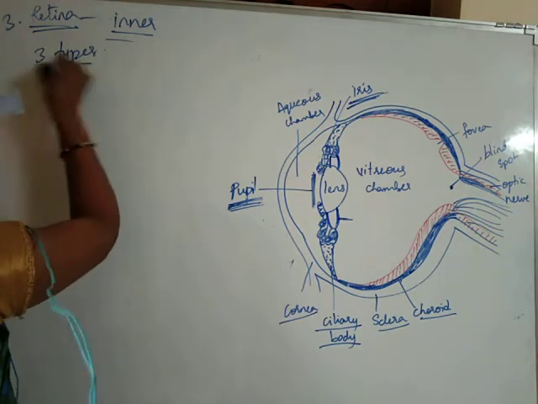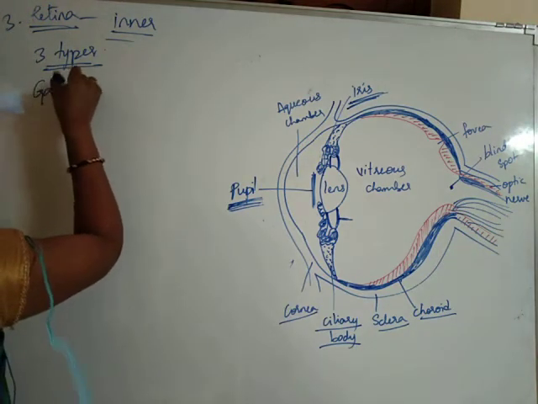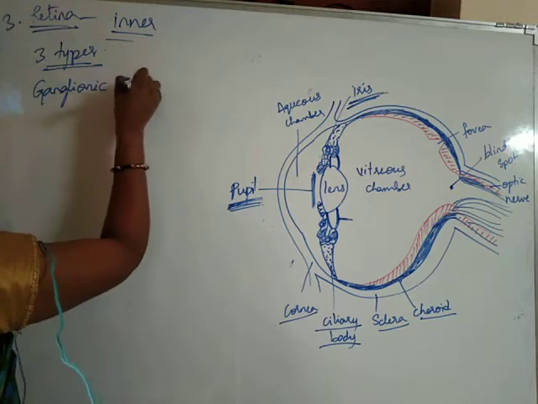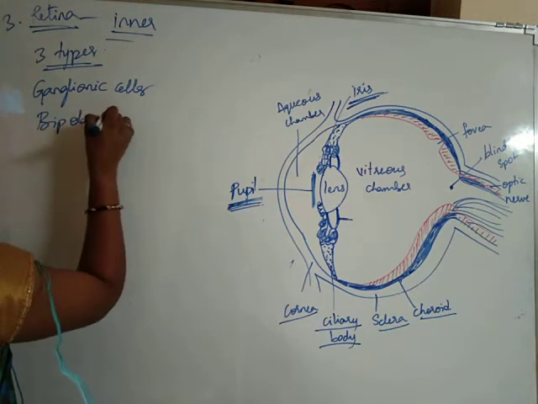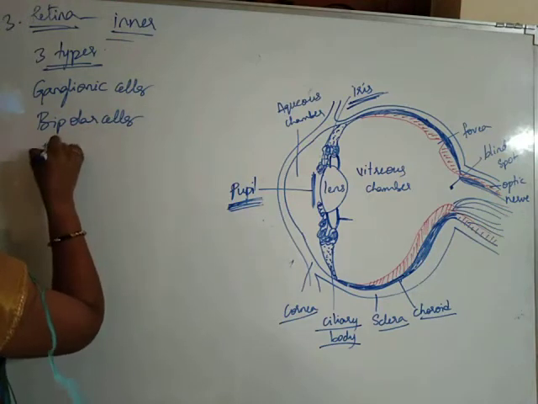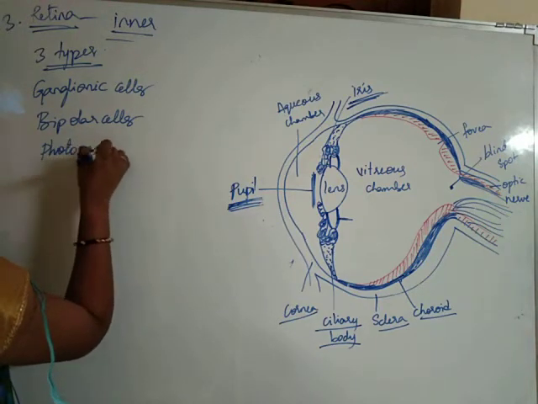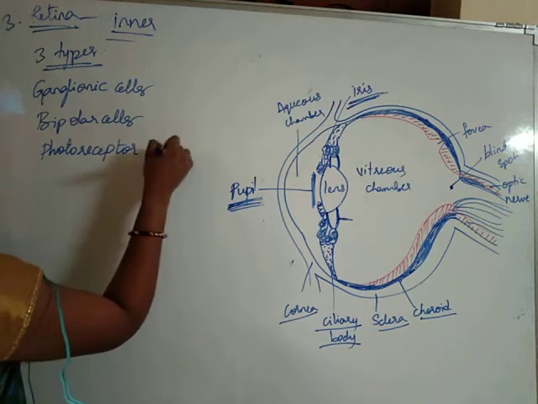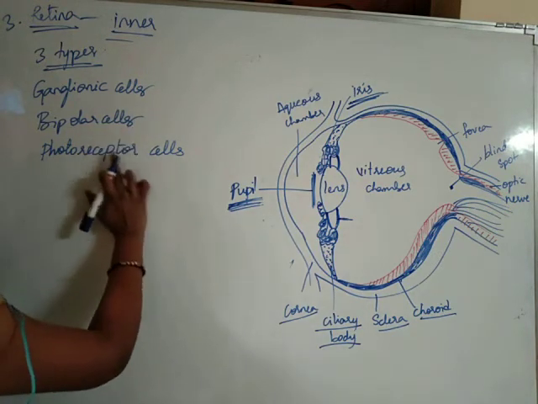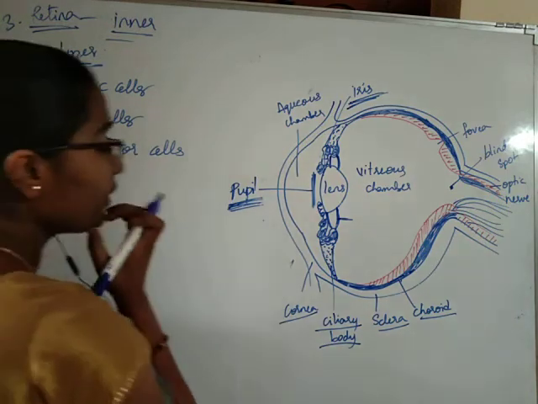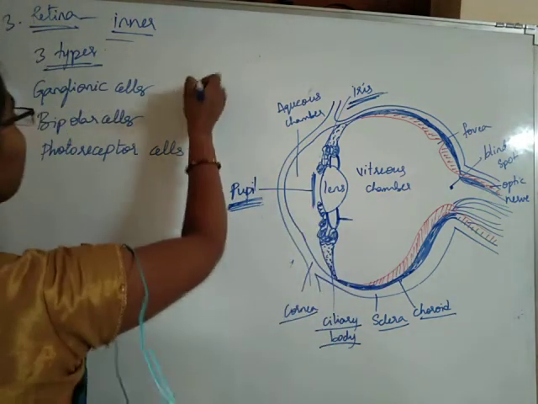The 3 types of cells are ganglionic cells, bipolar cells, and photoreceptor cells. They will be arranged in this order. I will just mention it here.